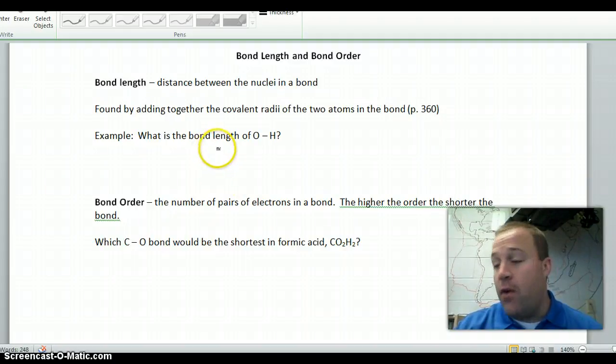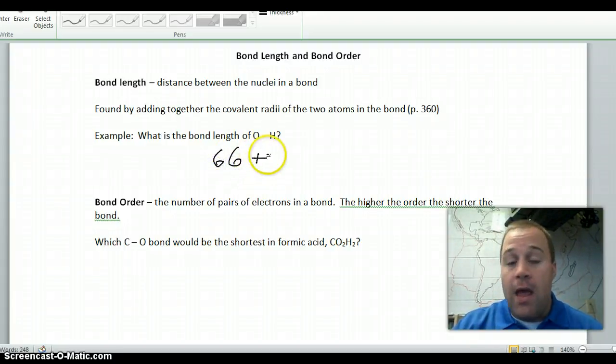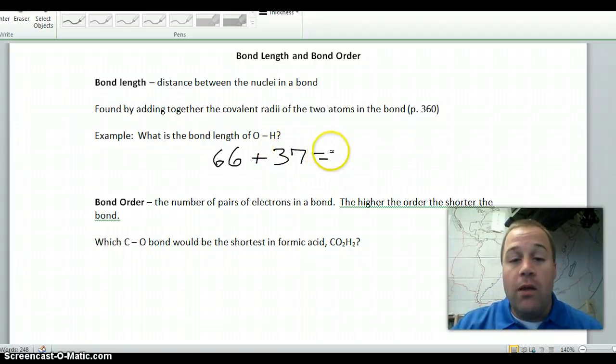It says, what is the bond length of OH? So all you're going to do is go find the radii of each element. Oxygen has a radius of 66 picometers, and hydrogen has 37 picometers. So when you look those up in your book to get those numbers, you're going to end up with a bond length of 103 picometers.